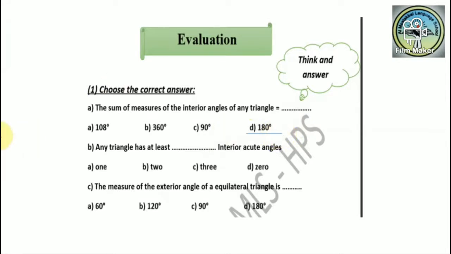Any triangle has at least interior acute angles. Okay, Ritesh, well done, sweetie. Any triangle has at least two interior acute angles.